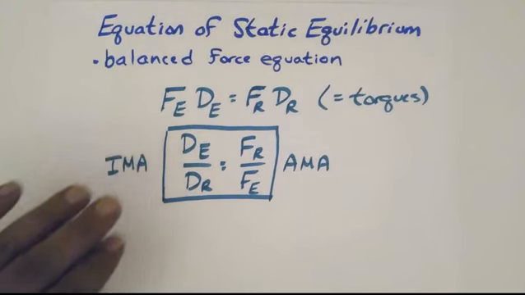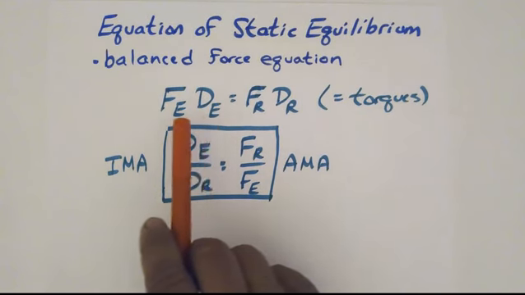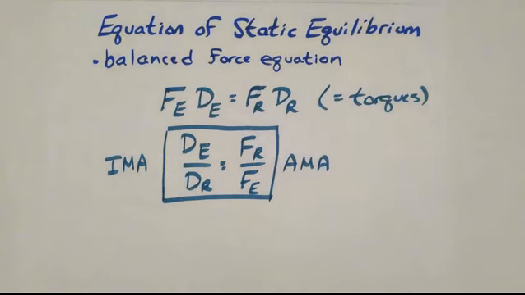Now we can take these two ideas about ideal mechanical advantage and actual mechanical advantage and put them together and come up with an equation of static equilibrium. Equilibrium means balanced forces, so this is a balanced force equation, and one way to write it is with the effort and distance on the same side, the resistance, forces and distance on the same side.